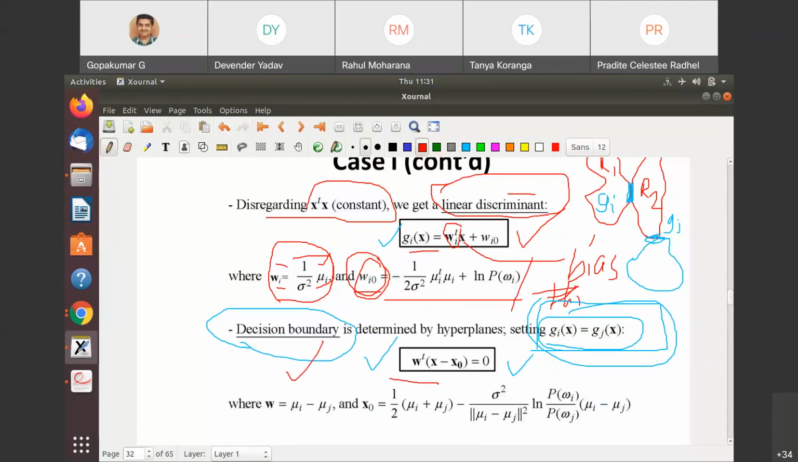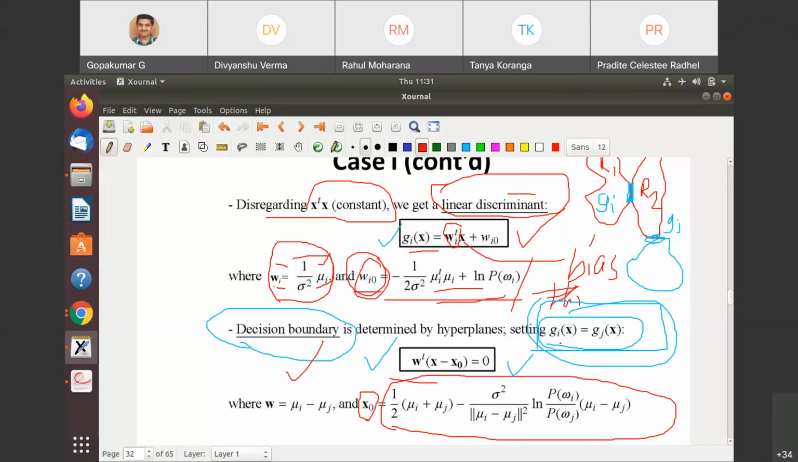So this is the equation. How did x0 come? W transpose into (x minus x0). You can see that these are the terms already defined at the bottom. So this x0 is nothing but this term that you will get by substituting this. Okay, you got it.